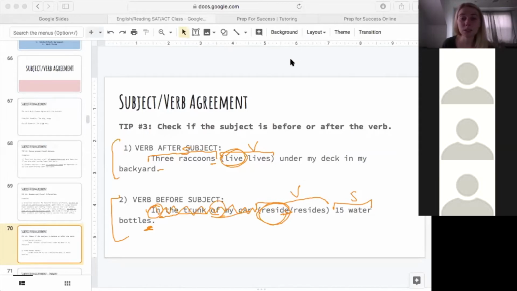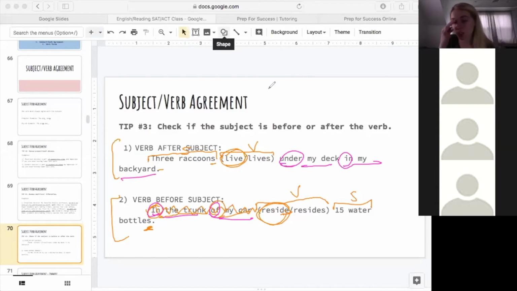Now that same concept that we used here, where we crossed out those prepositional phrases, we could do also with this one. Cross out under my deck and in my backyard. And remember, anytime that you have prepositional phrases or additional information, you can cross it out.